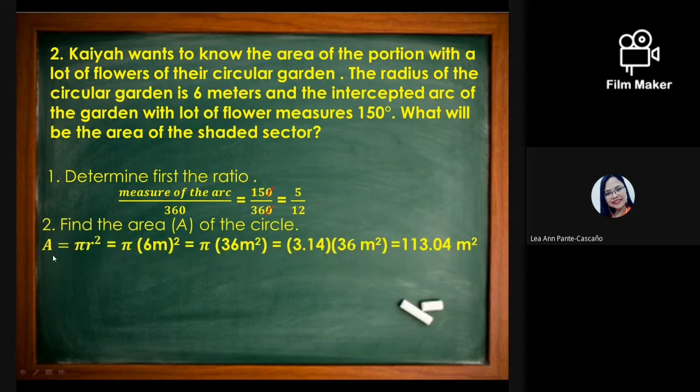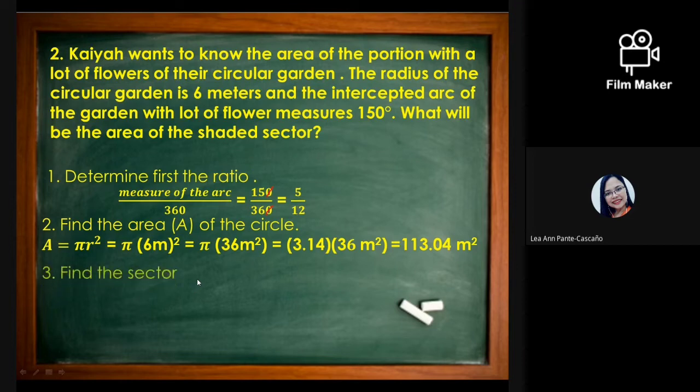To find the area of the circle, the formula is area of a circle is equal to pi r squared. Substitute now the value of the radius: pi times 6 meters squared. 6 meters squared is equal to 36 meters squared times pi, which is 3.14. 3.14 times 36 meters squared is equal to 113.04 meter squared. So that will be now the area of the circle.